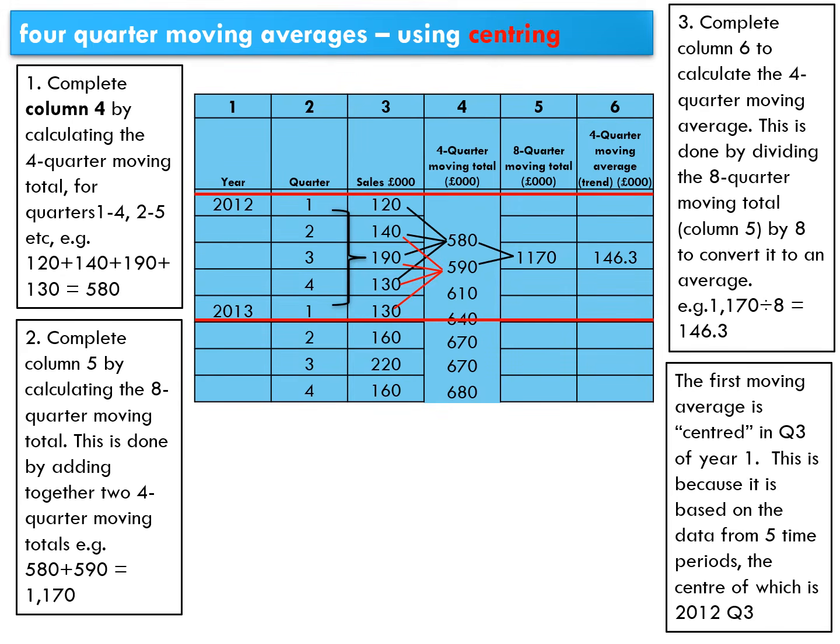So the first moving average I've generated there is centered in quarter 3 of year 1, and it's because it's based on the data from 5 time periods, which goes from quarter 1 2012 to quarter 1 2013.